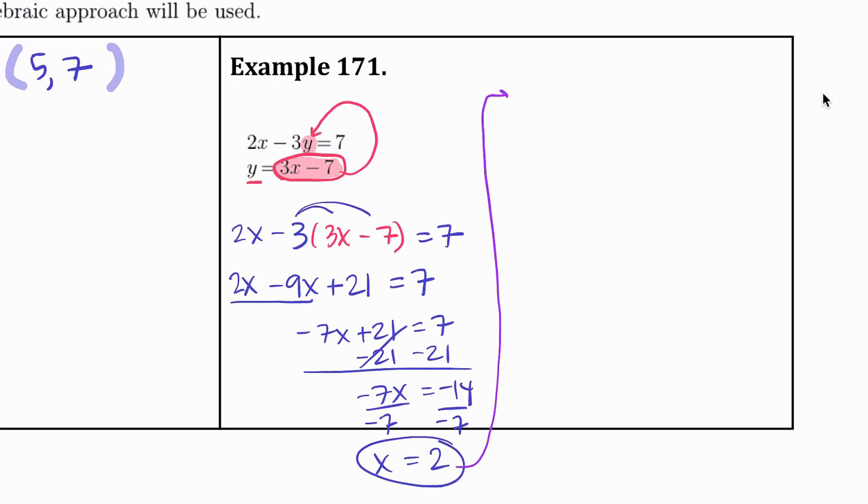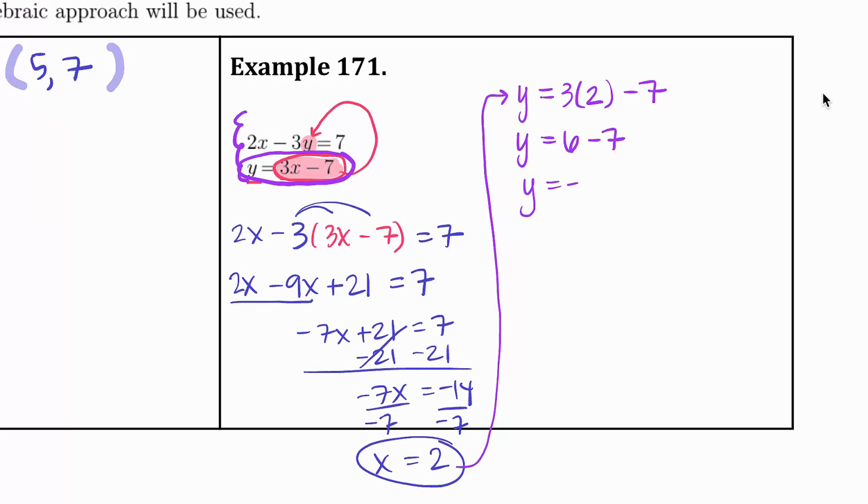So we're going to use what we just found. We're going to plug 2 into one of our original equations. It mathematically does not matter which one we use, but since we're looking for y, I'm going to use the equation that says y equals. So we have y equals 3x minus 7. Well, we just found what our x value was. Our x is 2, so 3 times 2 minus 7. Now we just evaluate that right side. 3 times 2 is 6. 6 minus 7, negative 1. So our solution here is going to be 2, negative 1.